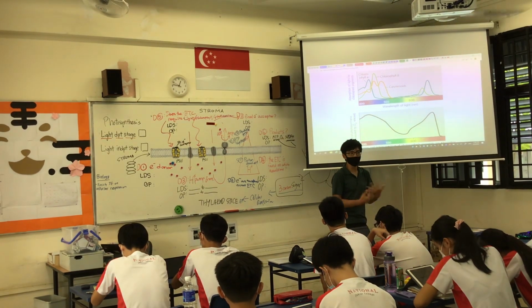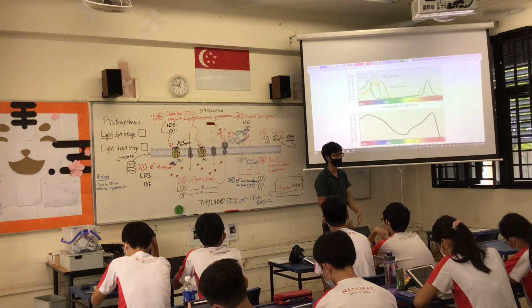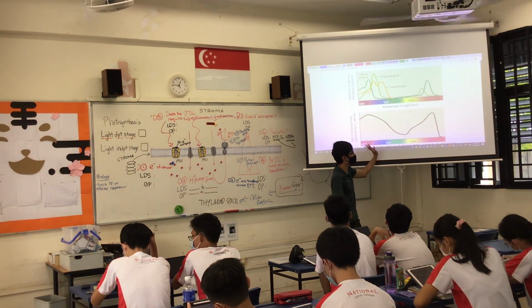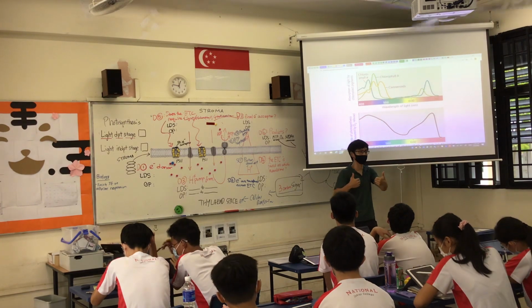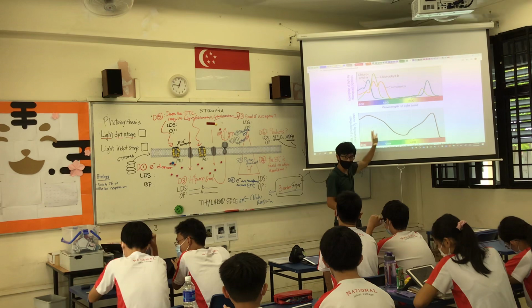So if you ever see these two graphs, don't be intimidated. Just read the axis. That's all they want you to interpret. If I were to ask you, at which wavelength of light is it the best for photosynthesis, you would tell me? Like over here, not bad, right?